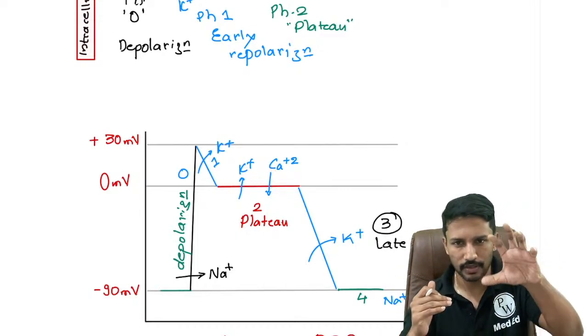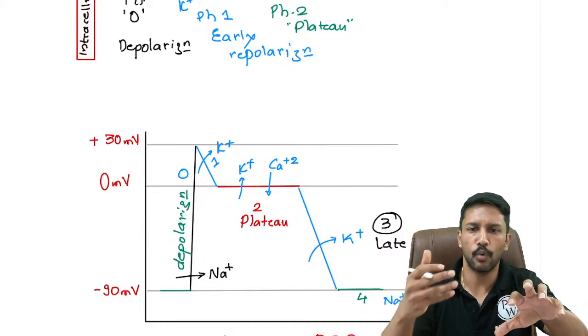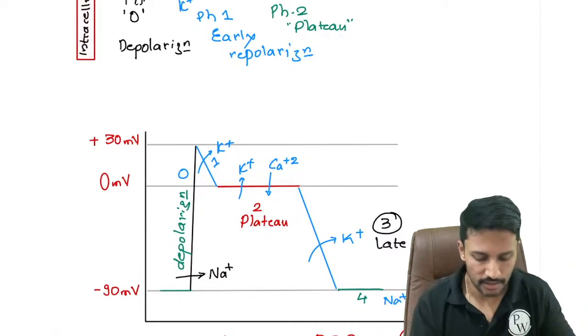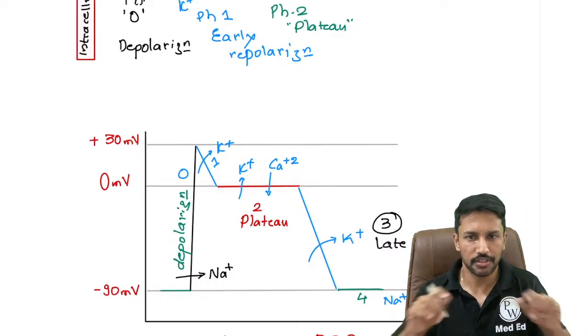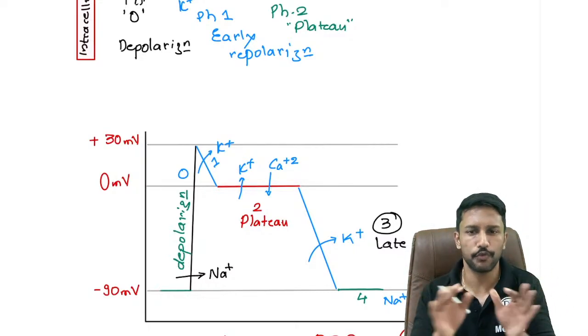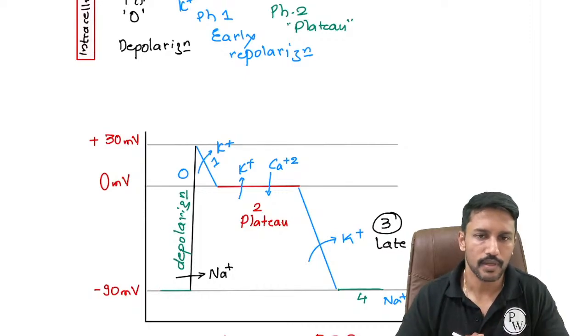The quantity of positive charge lost and the quantity of positive charge gained is matched. That's why there is no change in the membrane potential. It remains constant. That is the plateau phase, or the ST segment in the ECG.